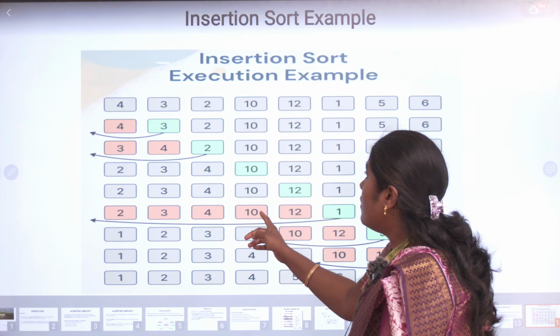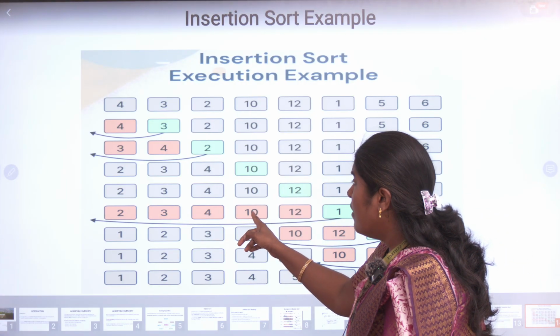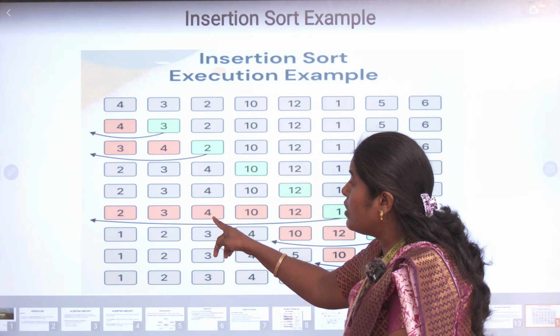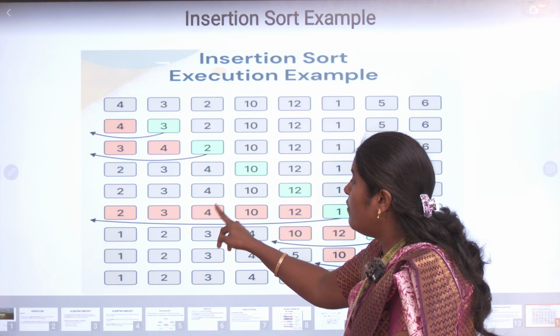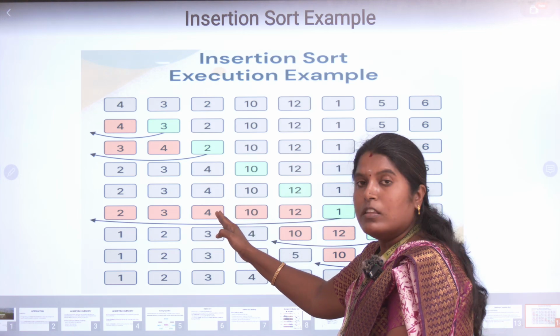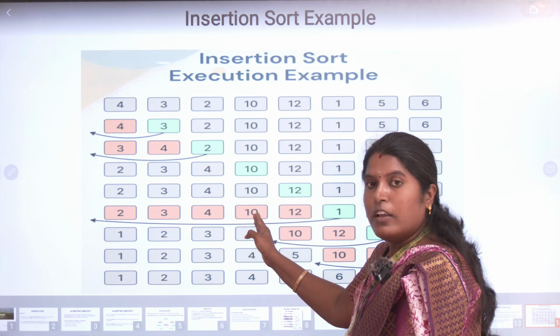Again, we compare 1 with the previous element, 4. 4 is greater than 1, so we swap. 1 is moved to the third position and 4 is moved to the fourth position.